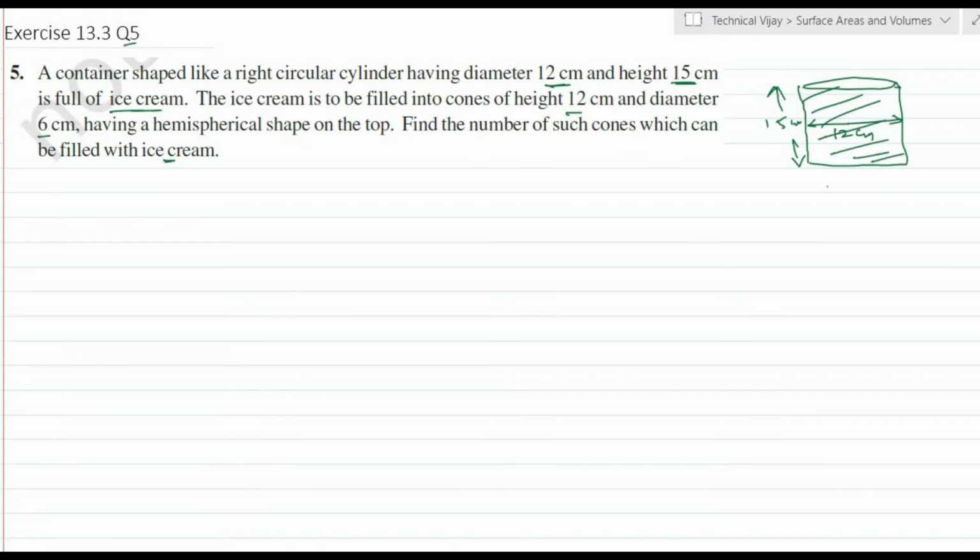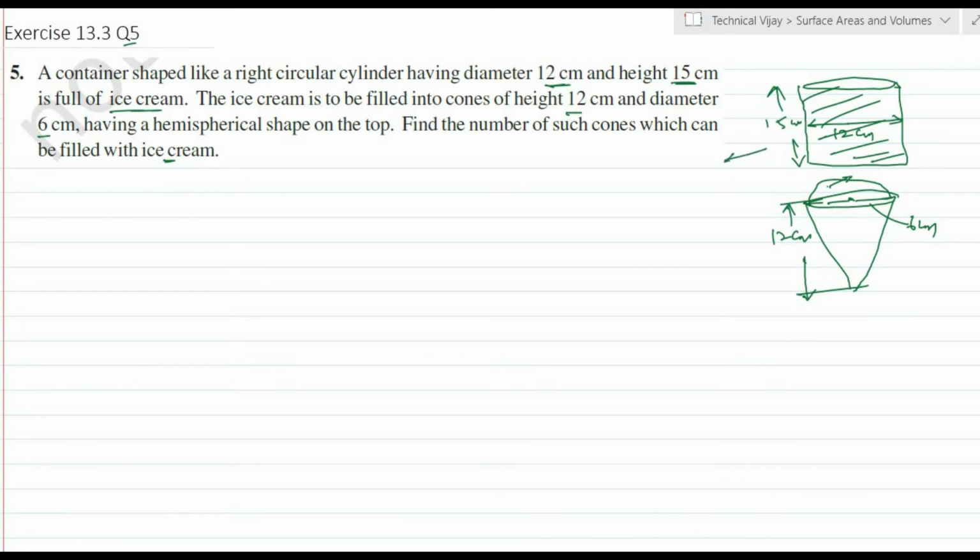After that, this volume of ice cream has to be filled into a cone like this, and its height is 12 centimeter. This cone is also having a height of 12 centimeter. And here the diameter is equal to 6 centimeter. It also has a hemispherical shape on the top. The diameter of the cone and the hemispherical shape are both the same, equal to 6 centimeter.